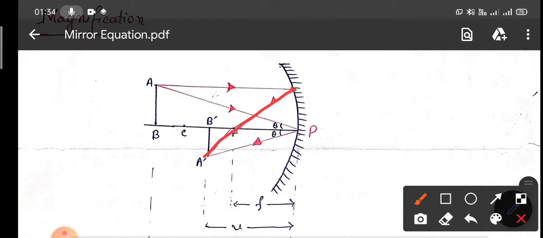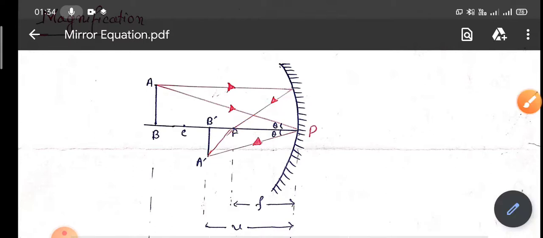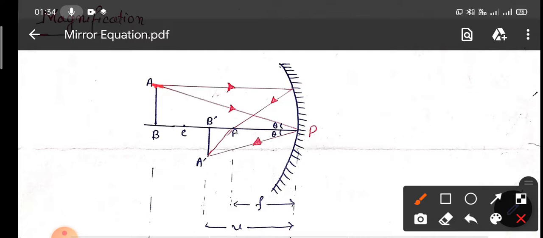Now suppose the second ray is passing through the pole, which is striking at the point P. Now draw a perpendicular line from point C. This line will be your normal line. Why? Because any line drawn from the center of curvature is always perpendicular to that point. So that means CP is your normal line.